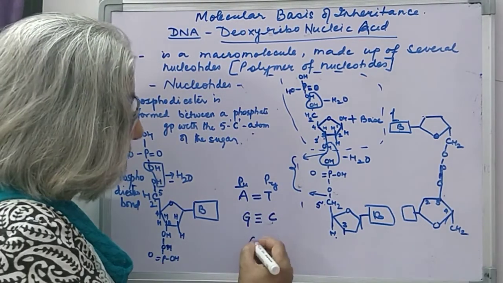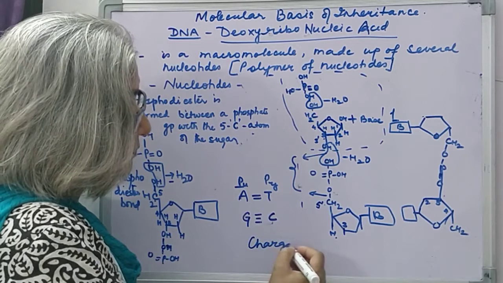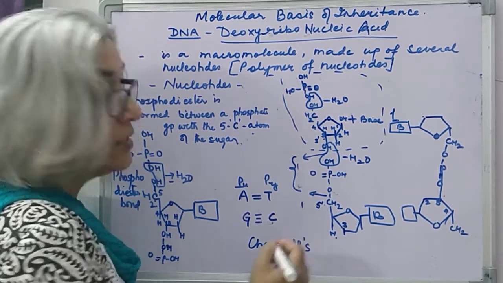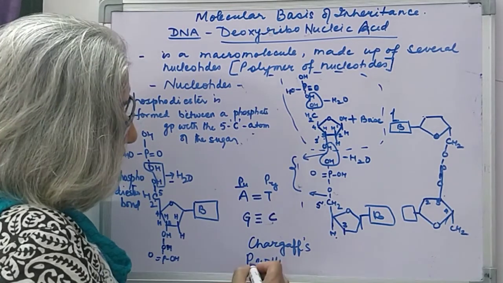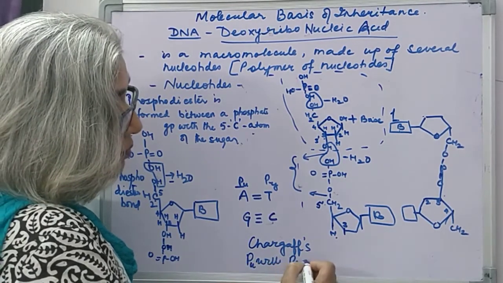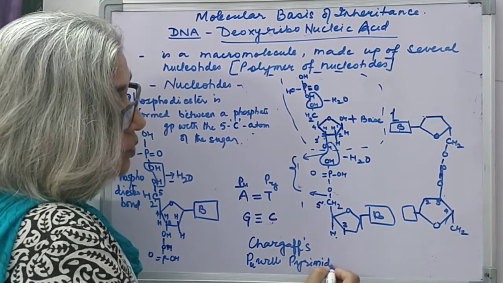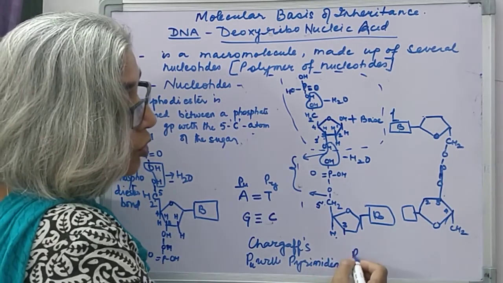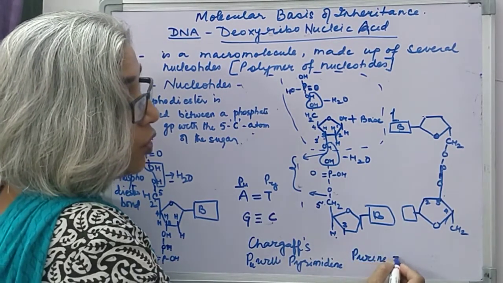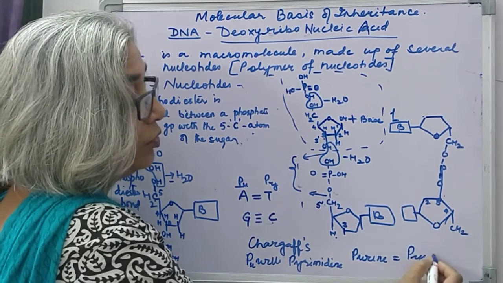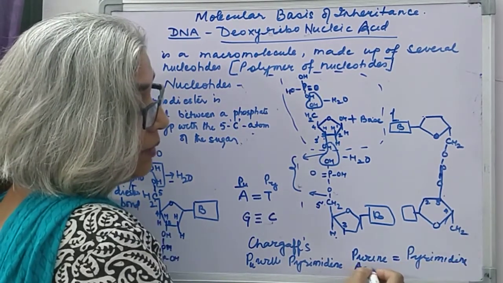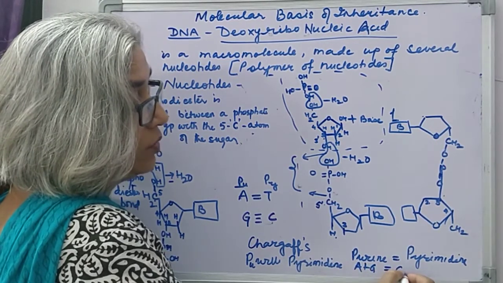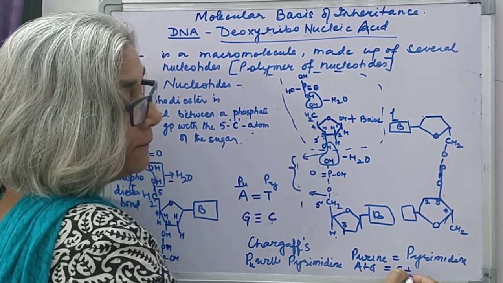This is Chargaff's rule, that always purine will pair with pyrimidine. That is why the amount of purine is always equal to the amount of pyrimidine. That is, we can say adenine plus guanine is always equal to cytosine plus thymine.